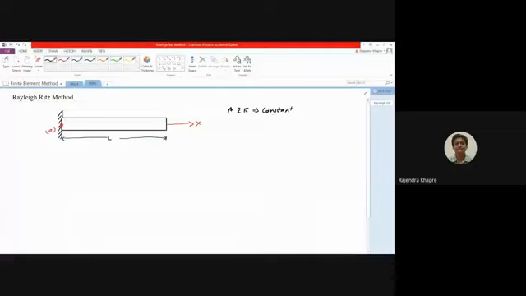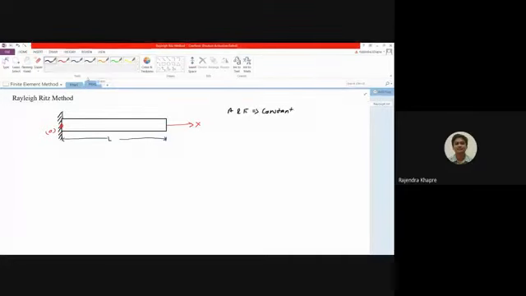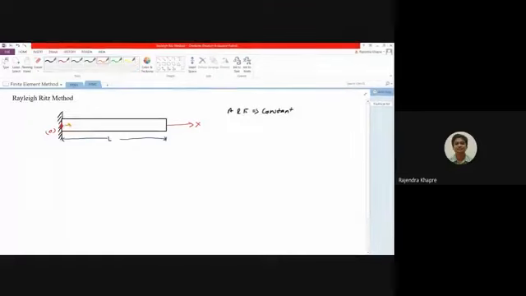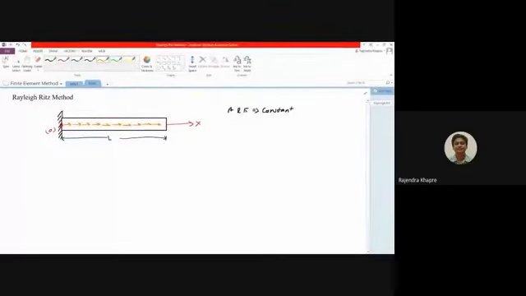Now in the previous class a point load was there, but in today's case we will have a kind of UDL, or maybe a surface load. We can call it a surface load. If you draw the surface load, it will look like this, because it is acting in the direction of the x-axis.